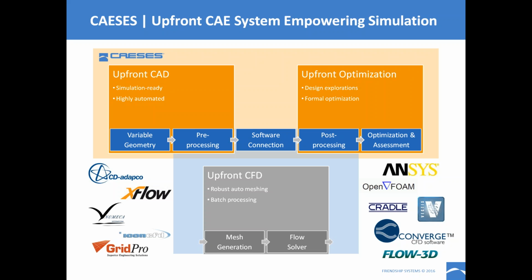Once the geometry is set up and your external software is connected, everything can be automated. And this is our last module, the so-called upfront optimization module, where you can set up post-processing to define which results you would like to get and analyze from your flow solver, and then define the optimization strategy. And finally, when you have run the optimization or a DOE or systematic variation, to assess all this data that you have generated.